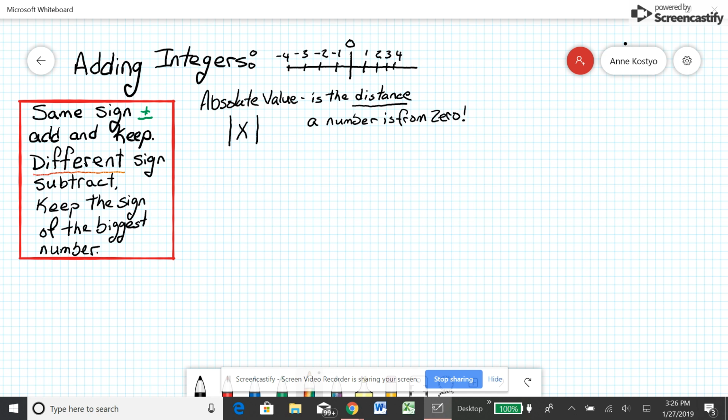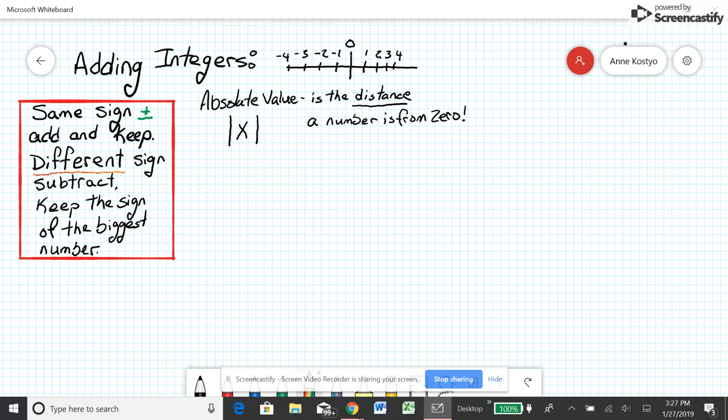Well, welcome back to AK Math, and today we are going to take a look at adding integers. Integers are a special set of numbers that include both negative and positive numbers within that set. As you can see to the right of my adding integers, we have a number line. We can see we have 0 in the middle, and to the right we have 1, 2, 3, and 4. And to the left we have -1, -2, -3, and -4.